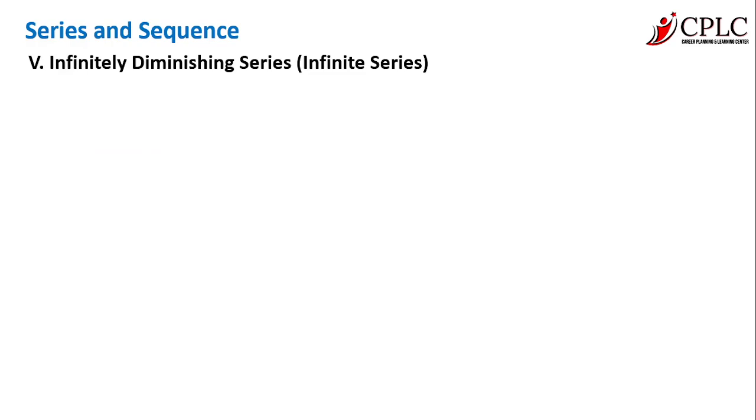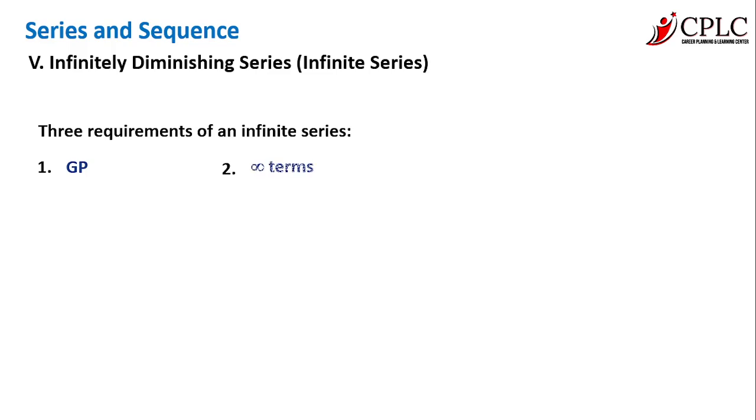First things first, any random series cannot be an infinite series. It has to fulfill three criteria first. What are these three criteria? We need to understand that first. The first criterion is very critical: it has to be a GP, because an infinite series is never possible in the case of AP or HP. So it has to be a GP. The second condition is that it should have infinite terms, which is the basic definition of an infinite series.